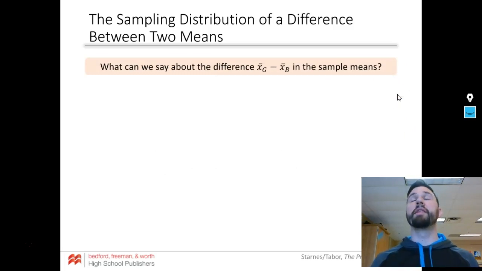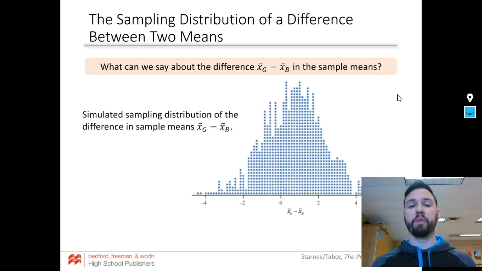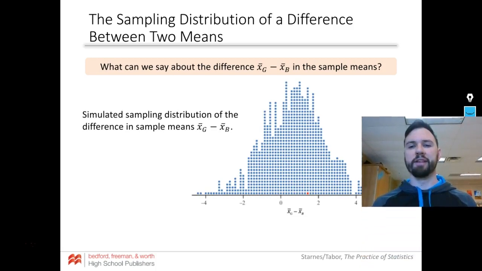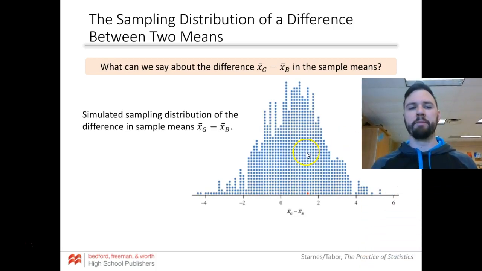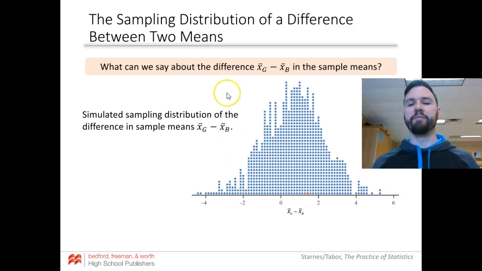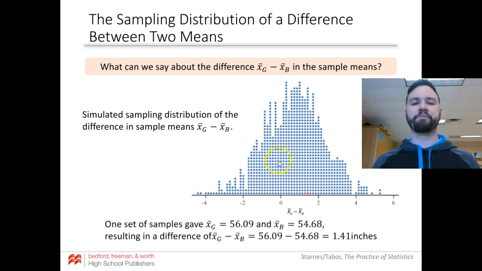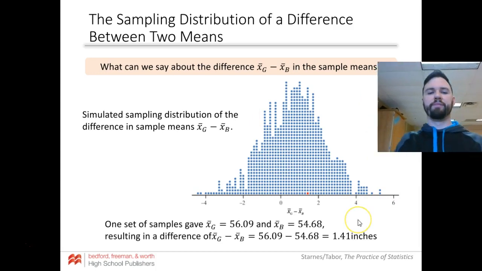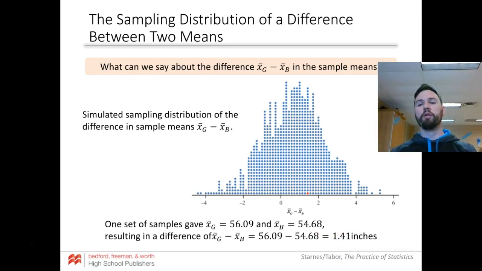But what can we say about the difference between girls and boys? Here's what that distribution would look like. Okay? It's a simulated distribution, so if you did it multiple times, this is what you'd expect the difference in mean heights to be, with your variation. So if you did the simulation, the average difference in heights is 1.41 inches.